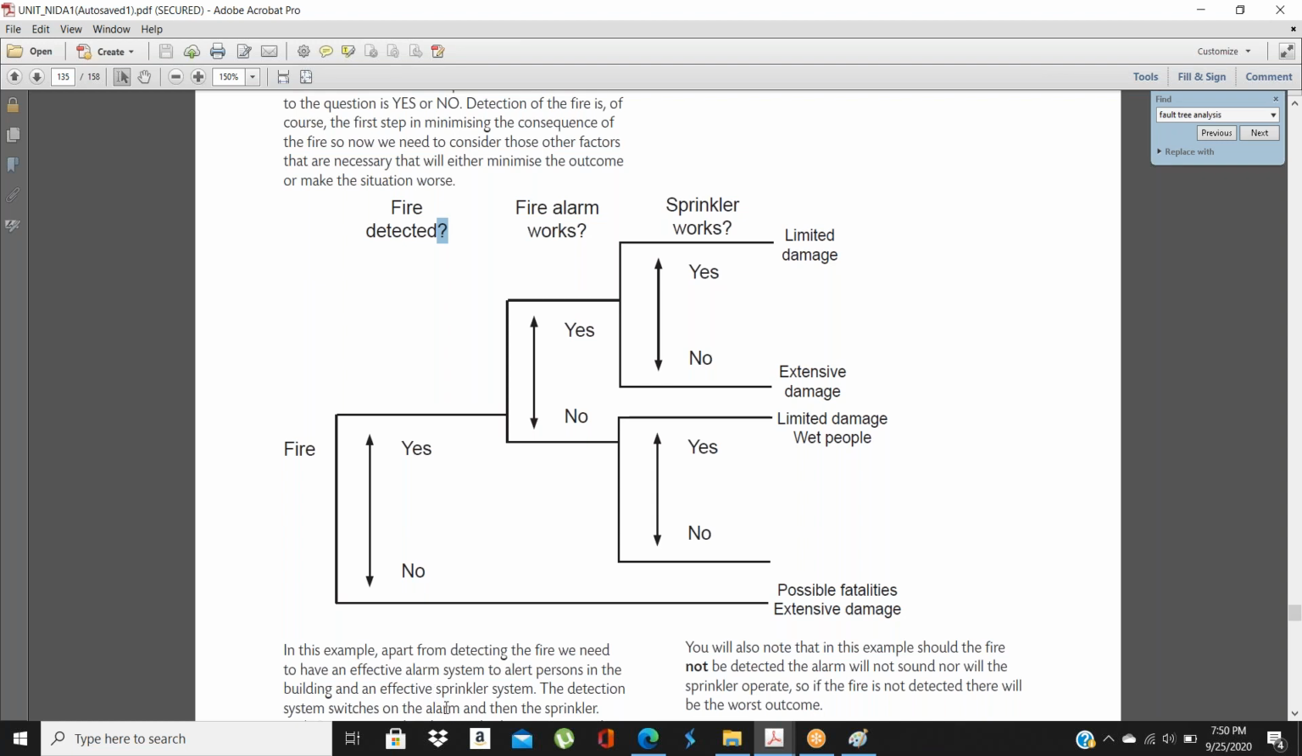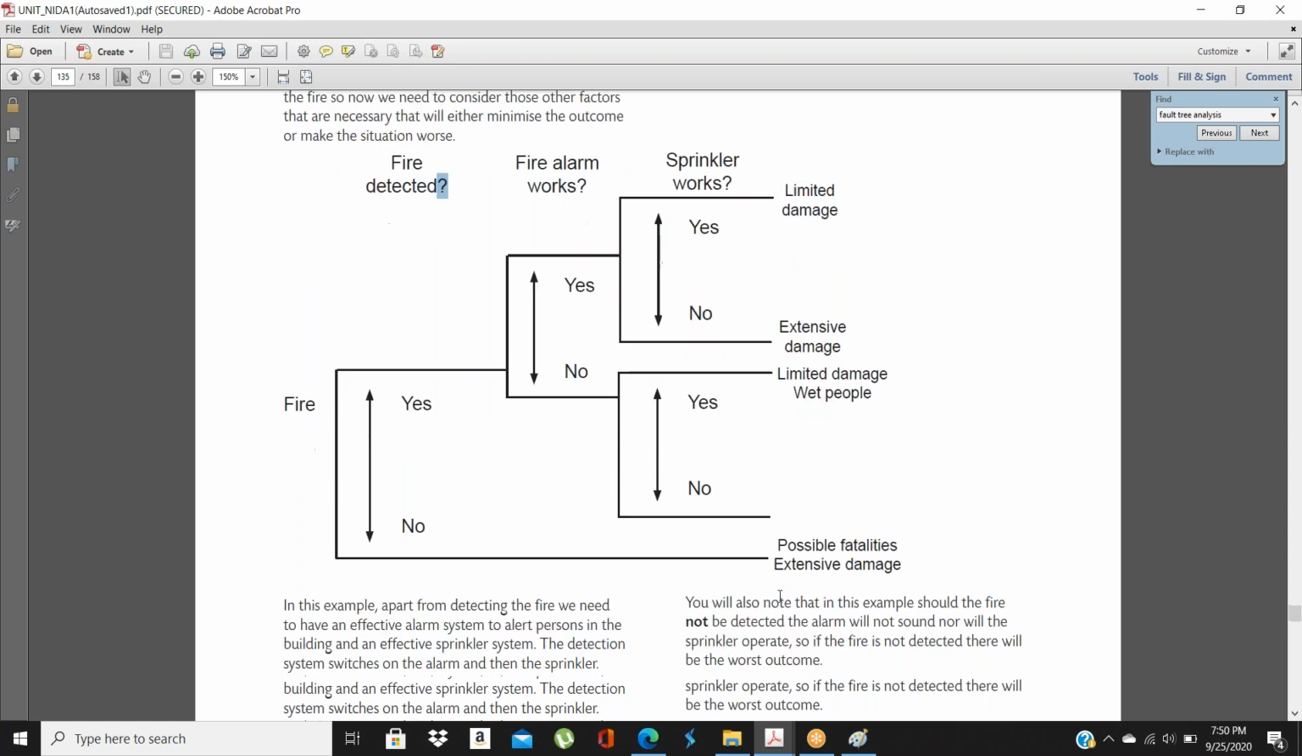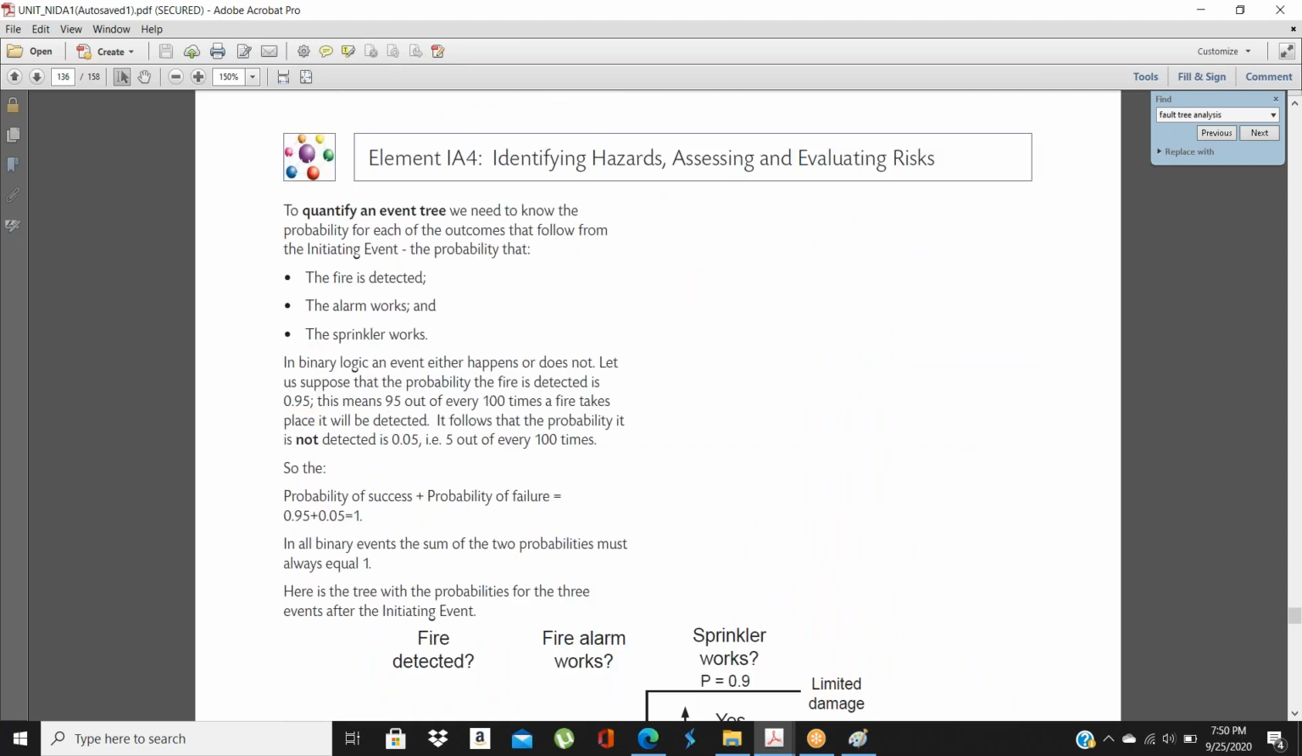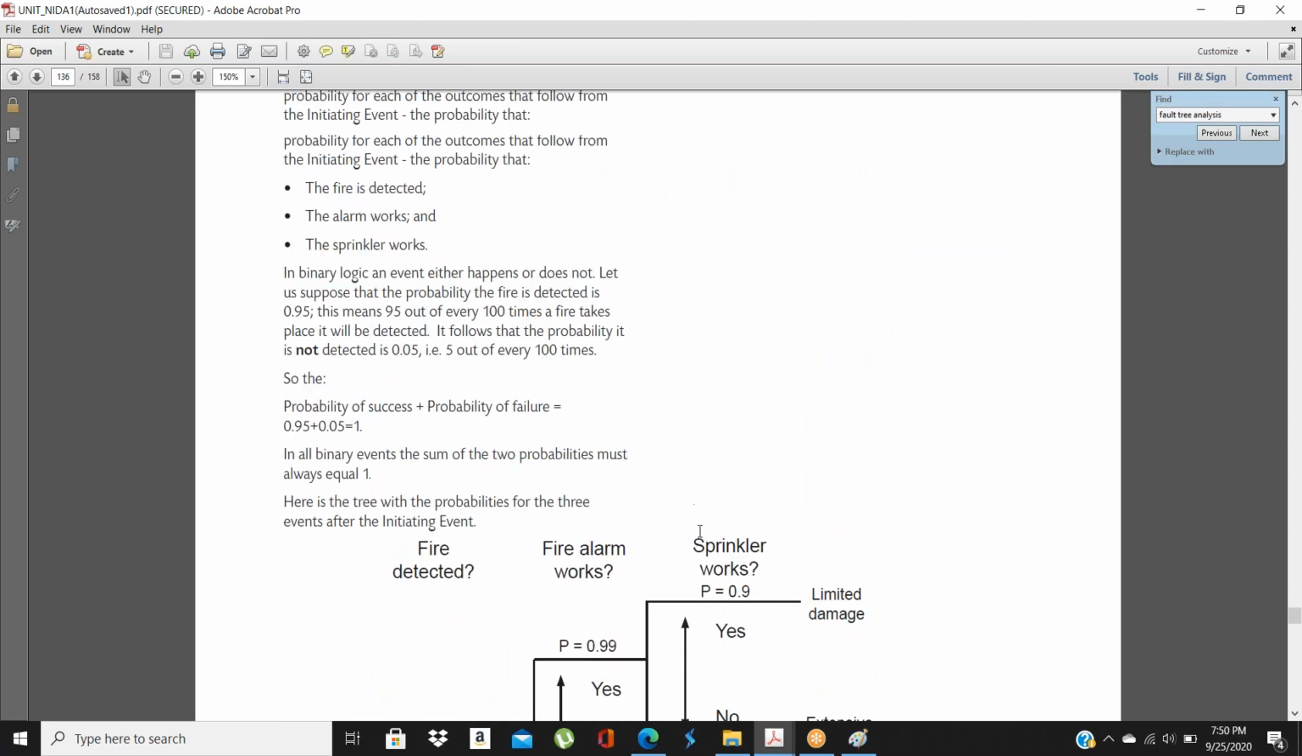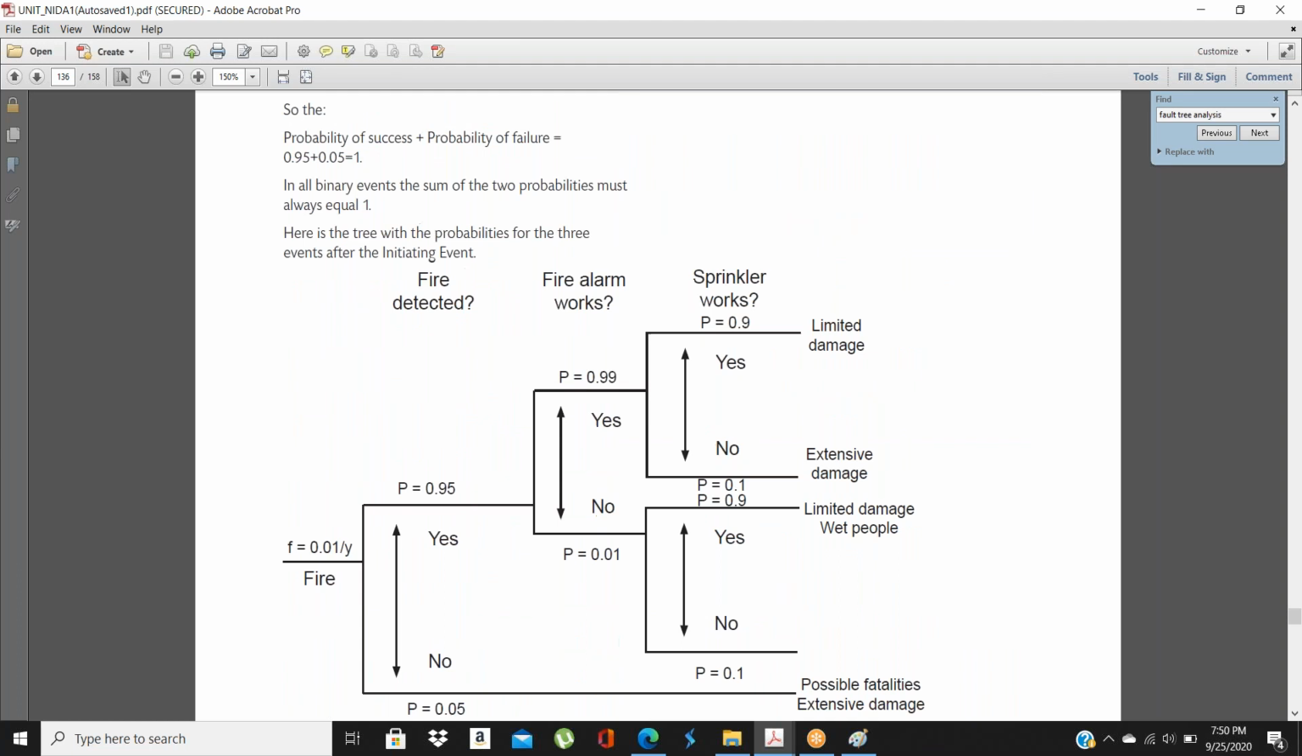Now we will convert this to quantitative. How will we convert it? What will be the probability of each branch? What will be the probability of this branch, and this one, and this one? All this is an explanation of the same thing which I discussed with you.